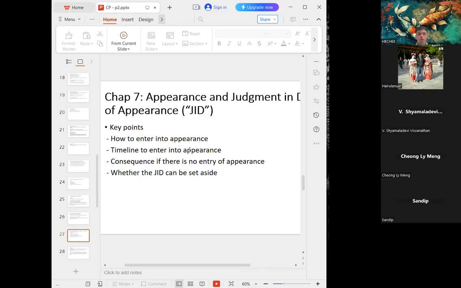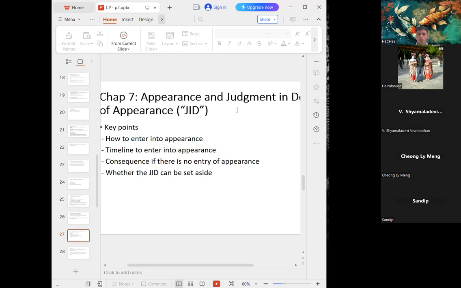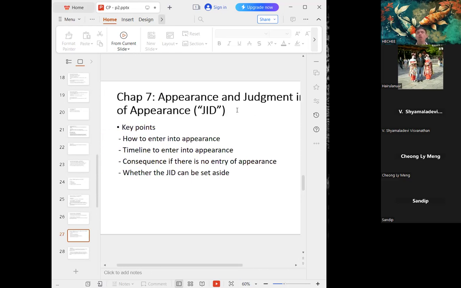Okay, now we are going to the chapter of appearance and judgment in default of appearance. Along this chapter, I will be using this JID, though I noticed that some of you might be using JIDA. Anyhow, it's the same, because it is judgment in default of appearance. In this chapter, I will be covering how to enter into appearance and the timeline, and also the consequence if there is no entry of appearance, and whether the JID itself can be set aside.